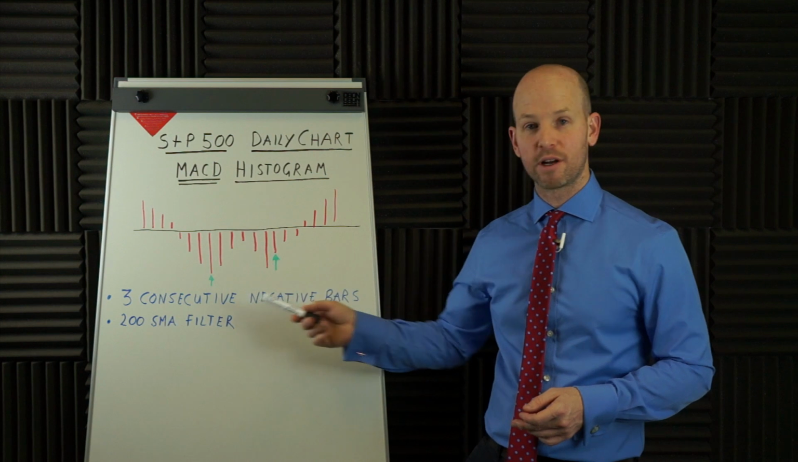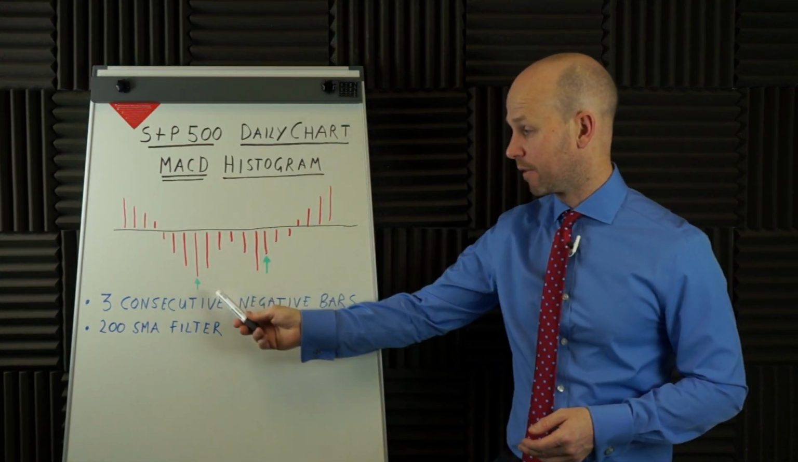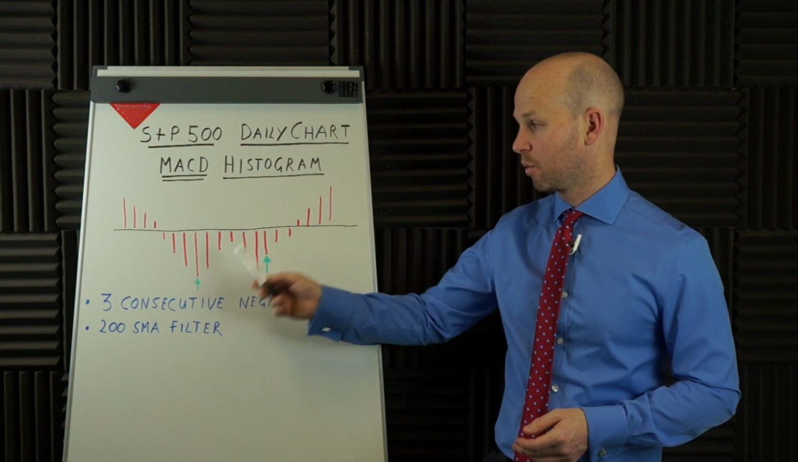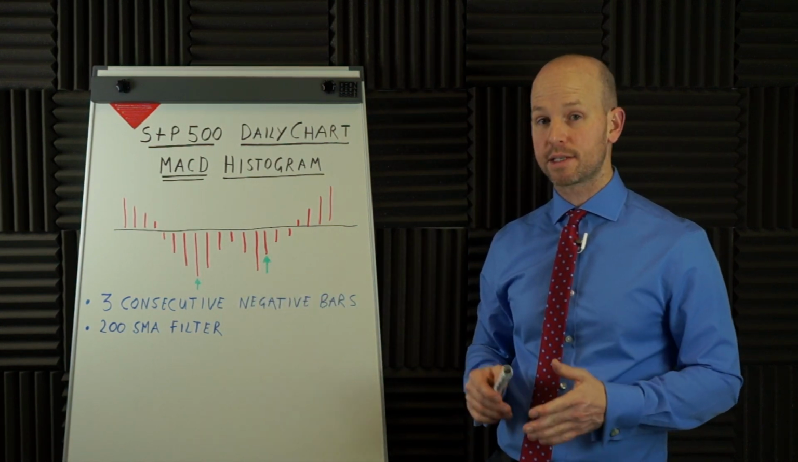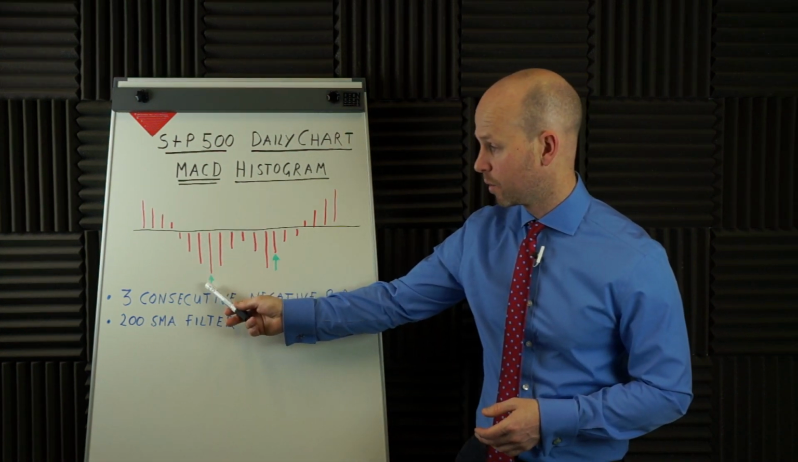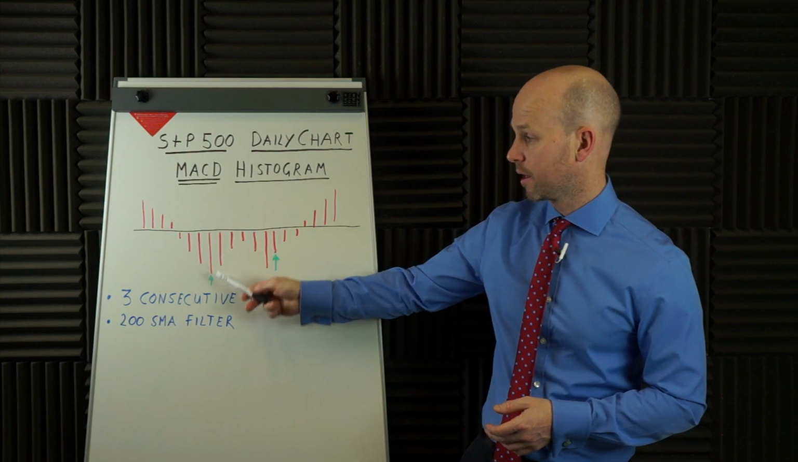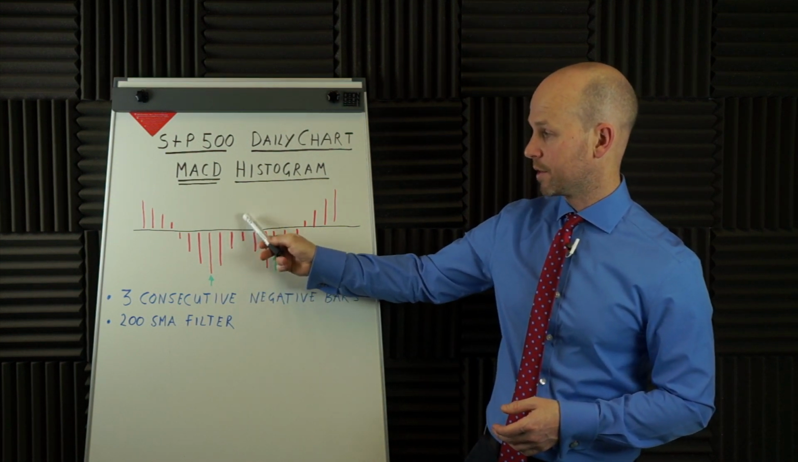And the last exit technique is using the MACD histogram. It's pretty much a mirror image of how we got in the trade. We needed 3 consecutive negative bars. Now what we're looking for is 3 consecutive up bars. They don't necessarily have to be negative. For example, in this trade, if we'd entered here, we've got 1, 2, 3 bars of the histogram going upwards, and then we would exit the trade on this next bar.